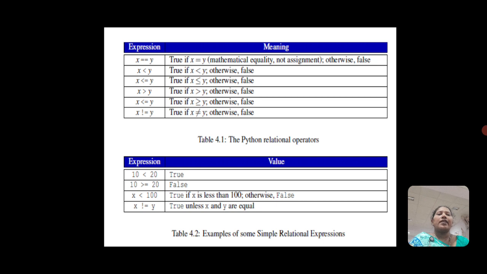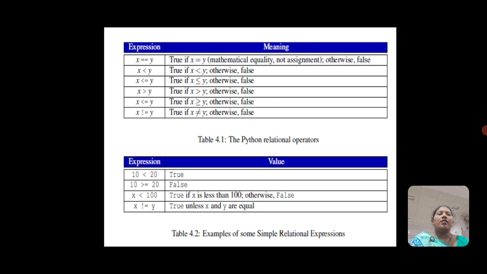The third one is less than or equal to. If x is less than y or x is equal to y, it will return true. Otherwise, it will return false. If x is greater than y, it will return true. If x is not greater than y, it will return false. Similarly, if x is not equal to y, it will return true. If x is equal to y, it will return false when using the not equal to relational operator.